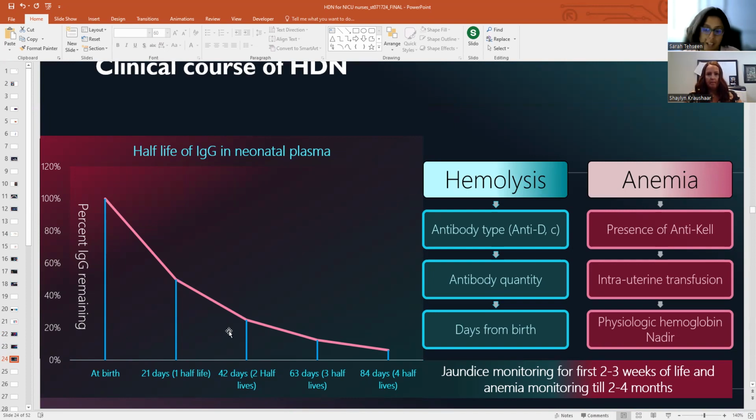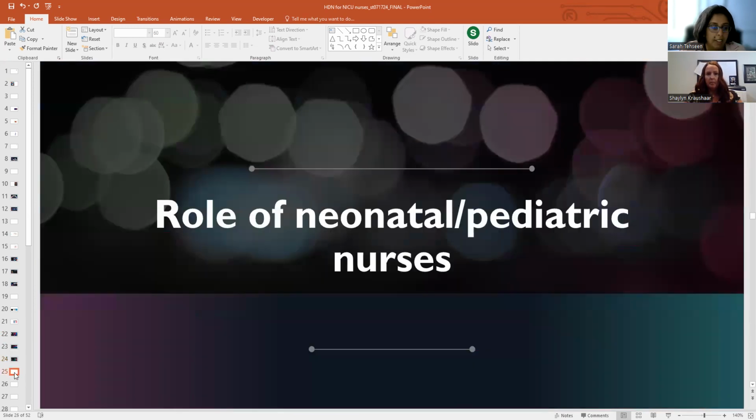Even a normal infant will have it, but it will be much more severe for somebody who has another pre-existing cause for hemolysis. So jaundice monitoring is usually required in the first 2 to 3 weeks of life. After that, the liver is maturing and that is not an issue. Anemia monitoring usually requires up to 4 months, but it becomes a lot less intense after the first 21 to 42 days, unless it's a patient who had received intrauterine transfusion.